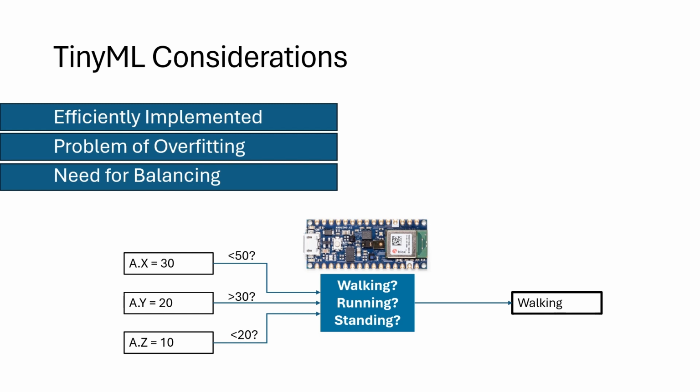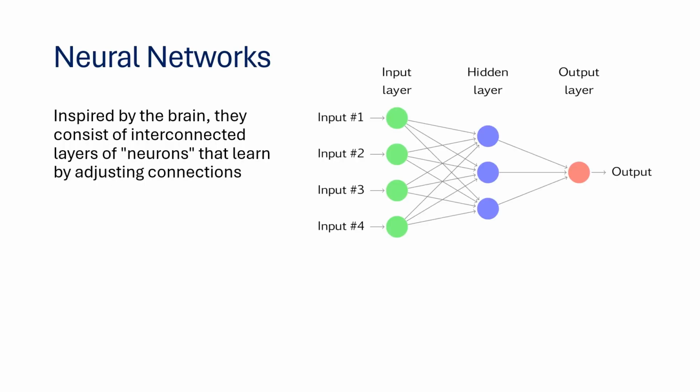So very quickly we move into neural networks. This is very common, one of the most important principles in TinyML. It's inspired by the brain. It consists of interconnected layers of neurons that learn by adjusting connections. A very simple architecture has one input layer, one single hidden layer, and then one output layer. We're not going to be going into the intricacies or the details of this algorithm much. You can learn more about this in any of the tutorials.